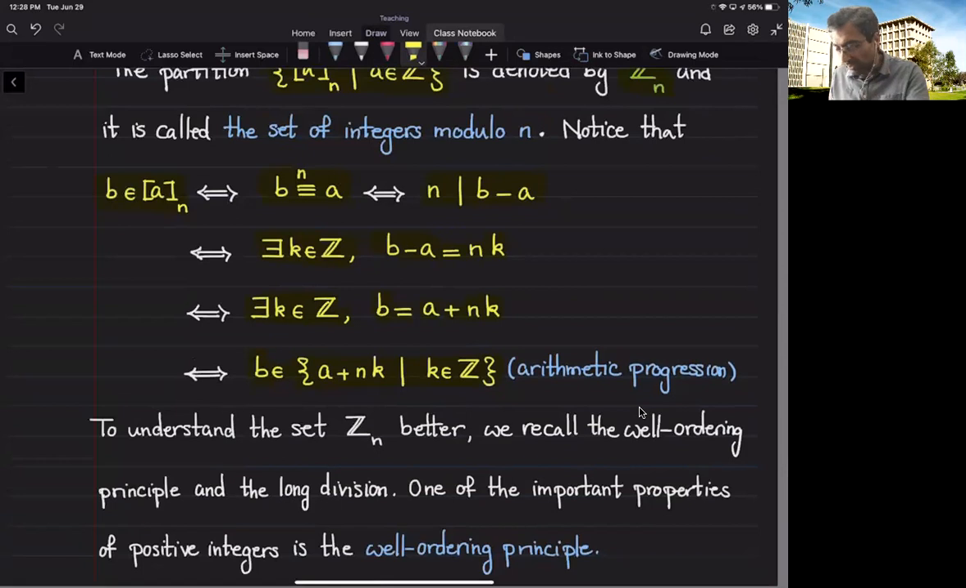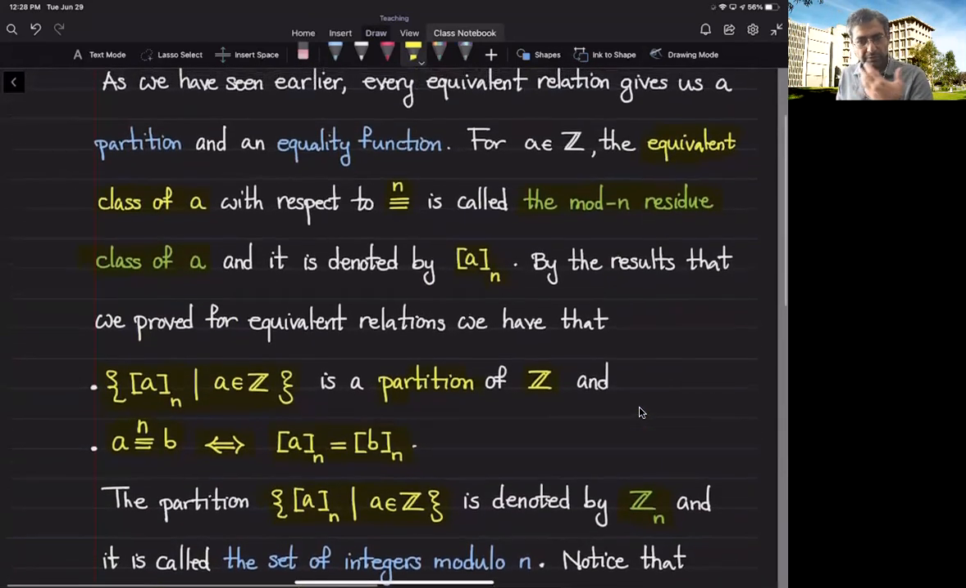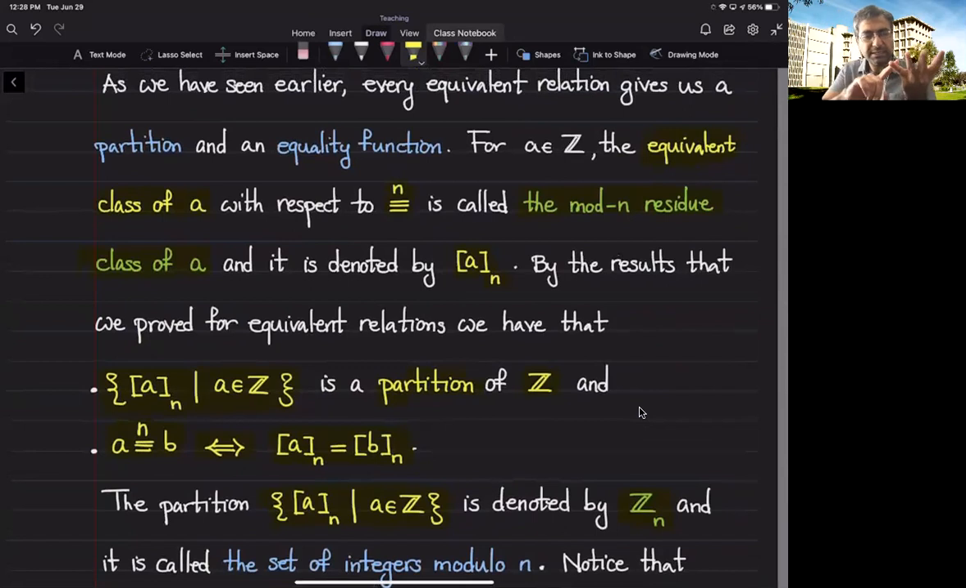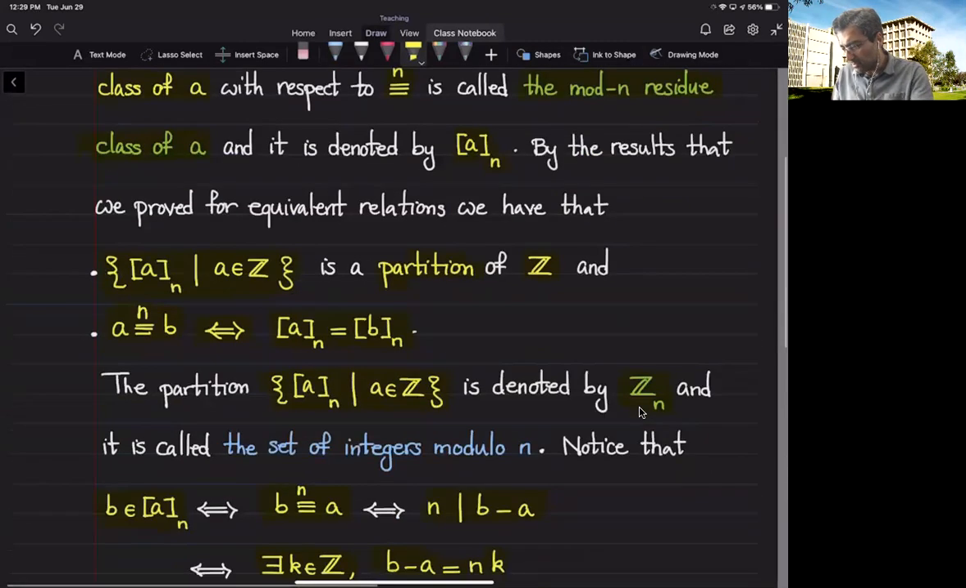So, okay, what is this well-ordering principle? Our next goal is to recall what the well-ordering principle is, use it to prove long division, and then after proving long division, we'll come back to the congruence relations and the set of integers modulo n. By the way, maybe I did not say it, I went quickly through this: this set of partition that we denote by Z sub n, we call it the set of integers modulo n.